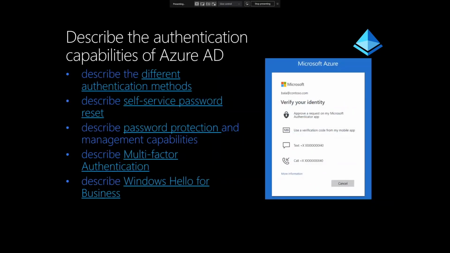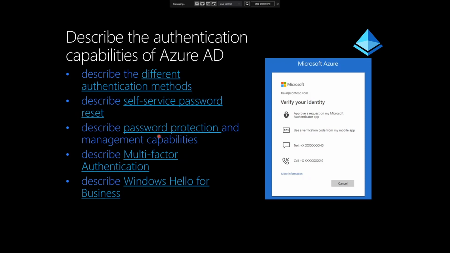The authentication methods that are available in Azure AD are also covered at a fairly high level. So with this topic, we're talking about things like self-service password reset, how Azure AD protects your passwords, multi-factor authentication, Windows Hello for Business. Self-service password reset is exactly what it sounds like. It gives users the ability to change or reset their password. They don't have to get an administrator or the help desk involved.